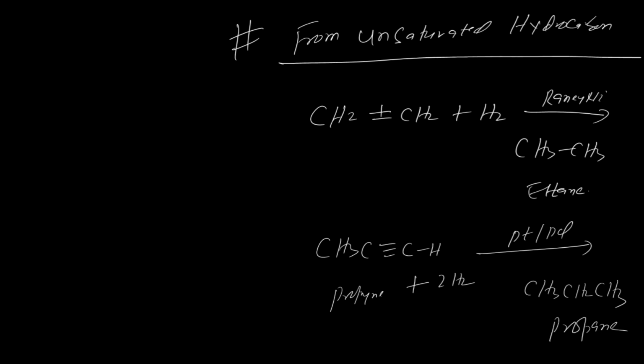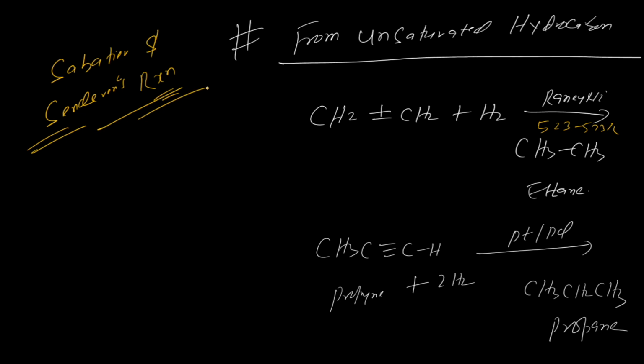Now, this is also a name reaction. Name reactions are very important. This is the Sabatier and Senderens reaction. So what is the Sabatier and Senderens reaction? This is the hydrogenation of unsaturated hydrocarbon with nickel at a particular temperature. If we use a temperature of 523 to 573 Kelvin, this is known as the Sabatier and Senderens reaction.